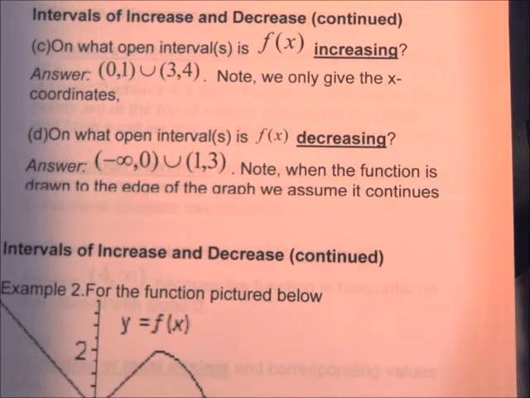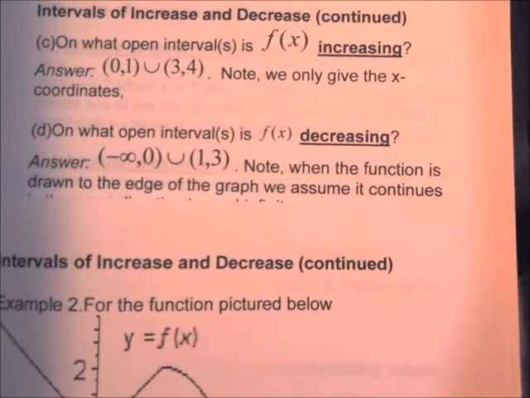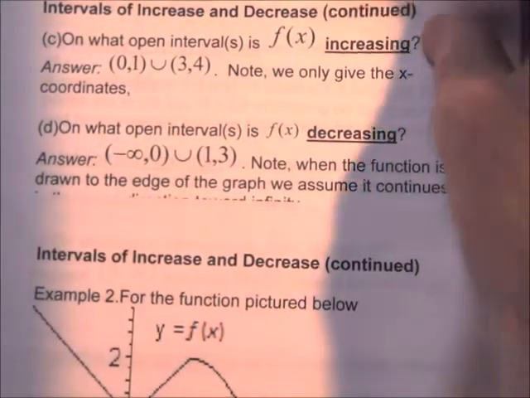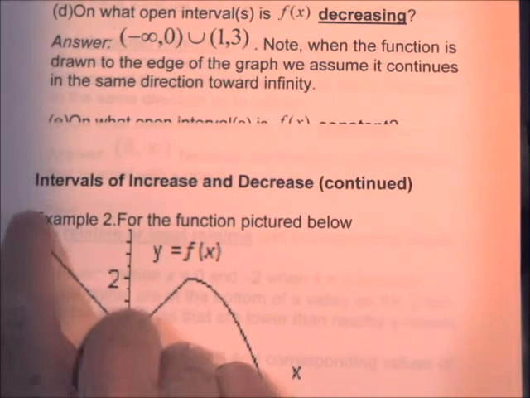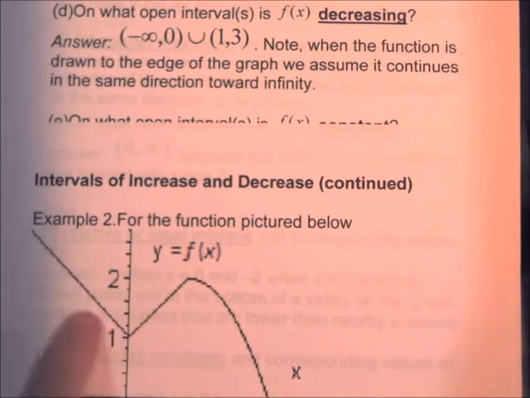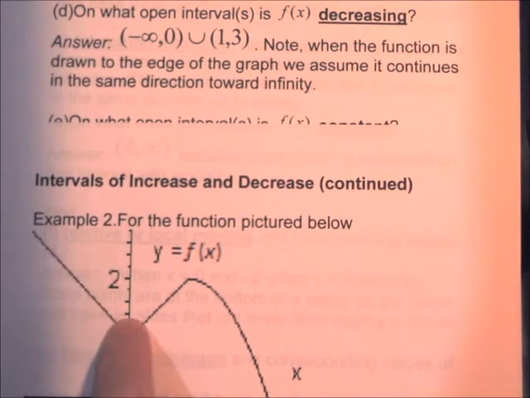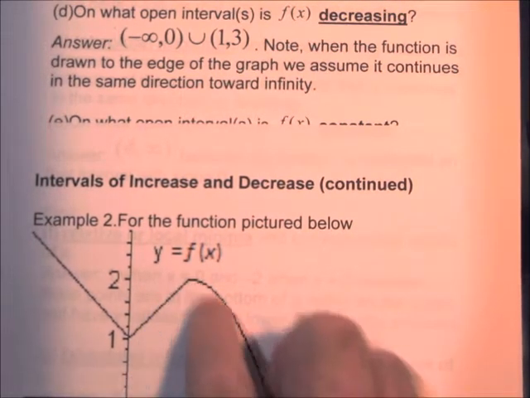On what open intervals is f of x decreasing? Well, if the graph goes to the edge of the graph, we assume it keeps on going in that direction. So it's decreasing on minus infinity to 0. There's a negative slope here. And also from 1 to 3. It's decreasing there.